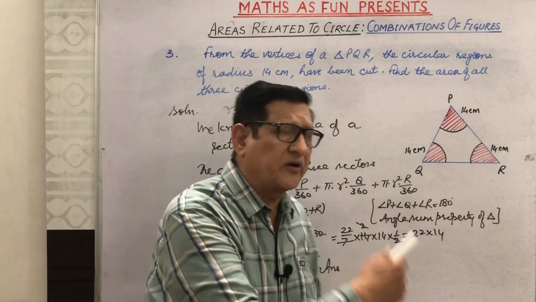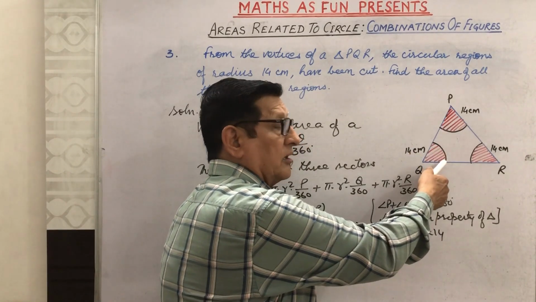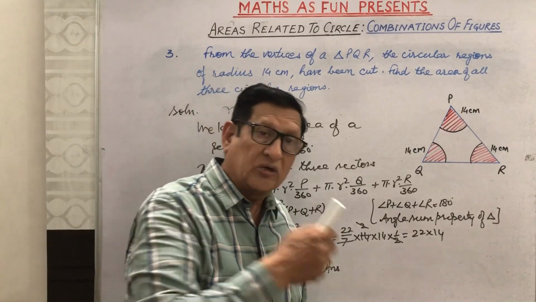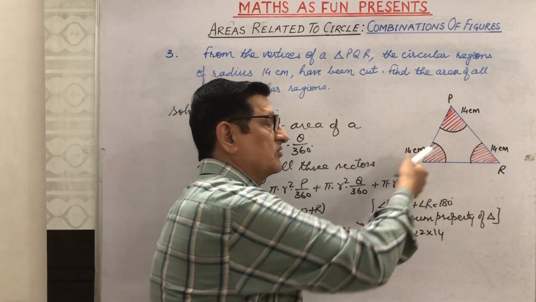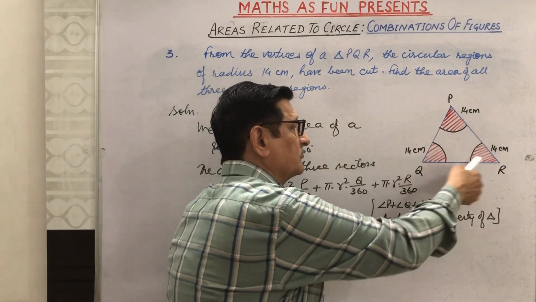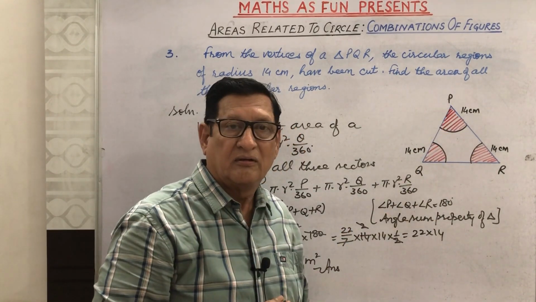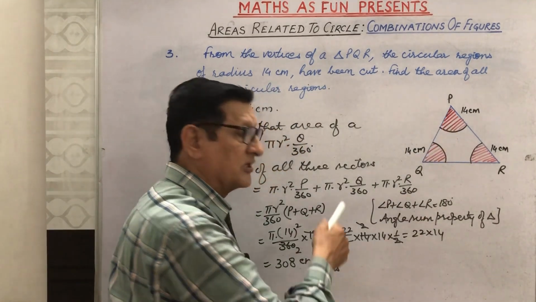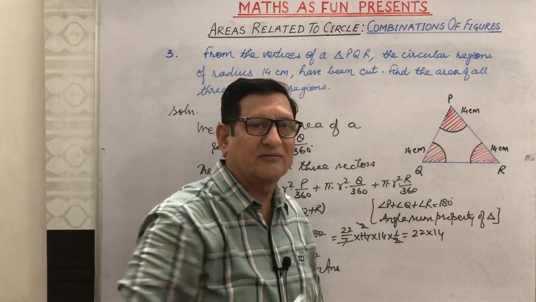Sometimes you may be asked to find the remaining area of the triangle, or the area of the remaining part of the triangle. Then what we will do? We can find the area of the triangle and then subtract the area of all these three sectors from that to find this area.